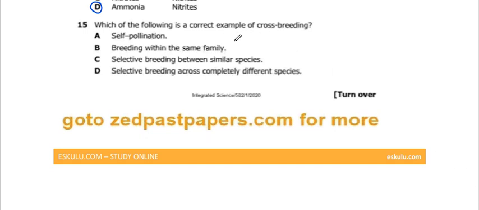Which of the following is a correct example of crossbreeding? So when you talk of crossbreeding, you're talking of breeding two different species, and bringing them together so that you can have a brand new species. So let's look at the answers. A, self-pollination. B, breeding within the same family. C, selective breeding between similar species. And D, selective breeding across completely different species. So crossbreeding is completely different species, which is D.